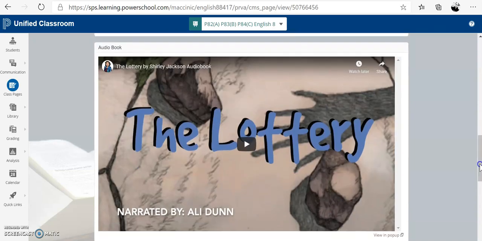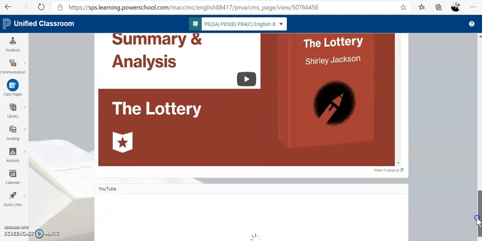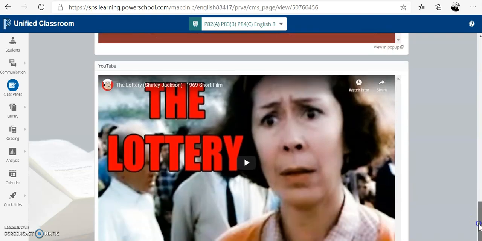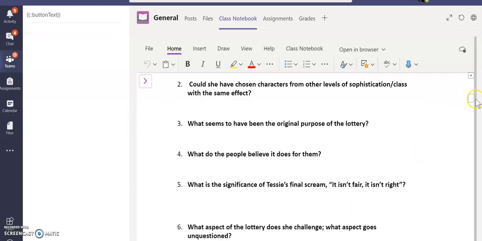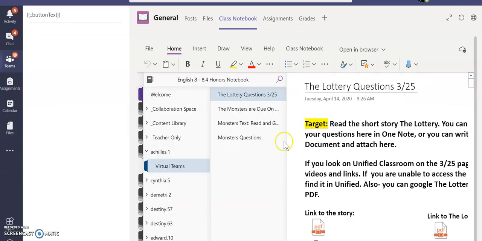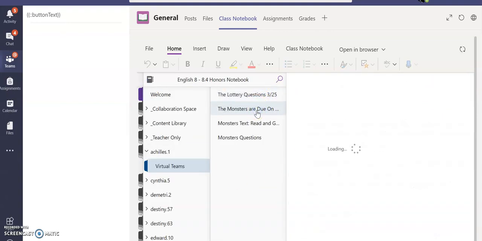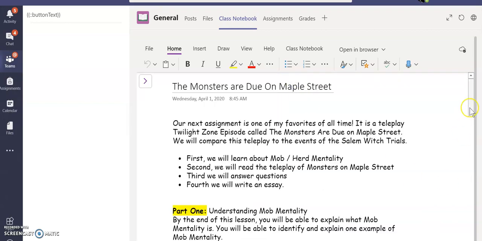Here is the audio book. Here's an analysis. Here's the movie. Okay? So that was your first assignment, The Lottery. Many of you have already begun the assignment, The Monsters Are Due on Maple Street. I love this story. This is a teleplay.